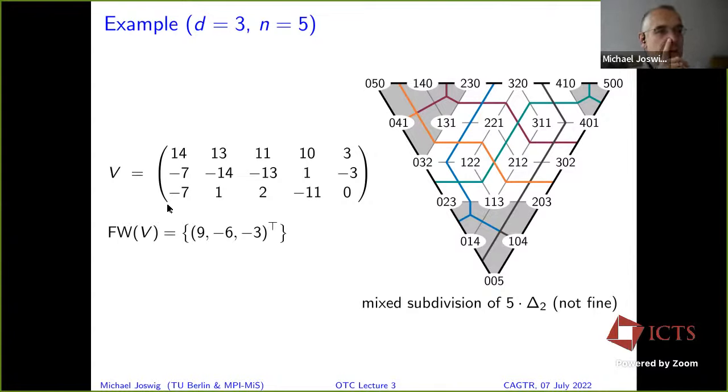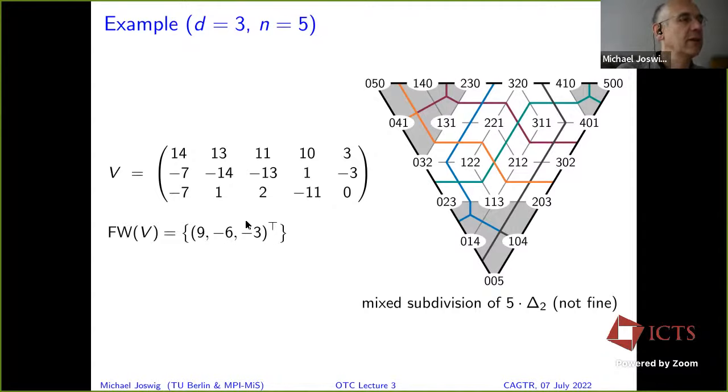Now I have 5 points in H, so this leads to a tropical polytope. This leads to a min-tropical hyperplane arrangement, and this leads to a regular subdivision of a 2-simplex times a 4-simplex, so an 8-dimensional polytope. There are 2 things to be said now. First, what is the Fermat-Weber set? In this case, it is just a unique point.